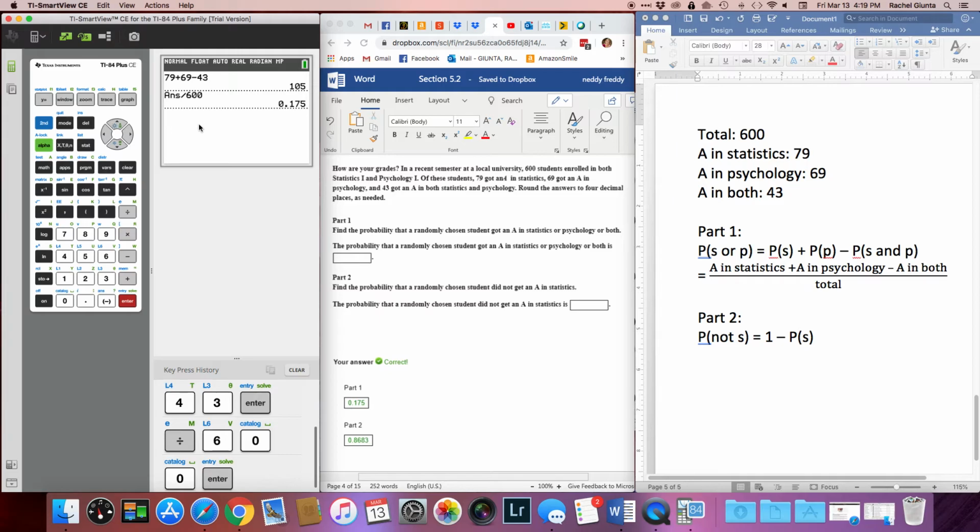So now we're going to do 1 minus people who got an A in statistics, which is 79, and then we're going to divide that by 600. And in this case, you have to do it all on one line. If you do the 1 minus 79 first, you're not going to get the right answer. So all on one line, 1 minus 79 divided by 600, and that gives us 0.8683 for the probability that a randomly chosen student did not get an A in statistics.